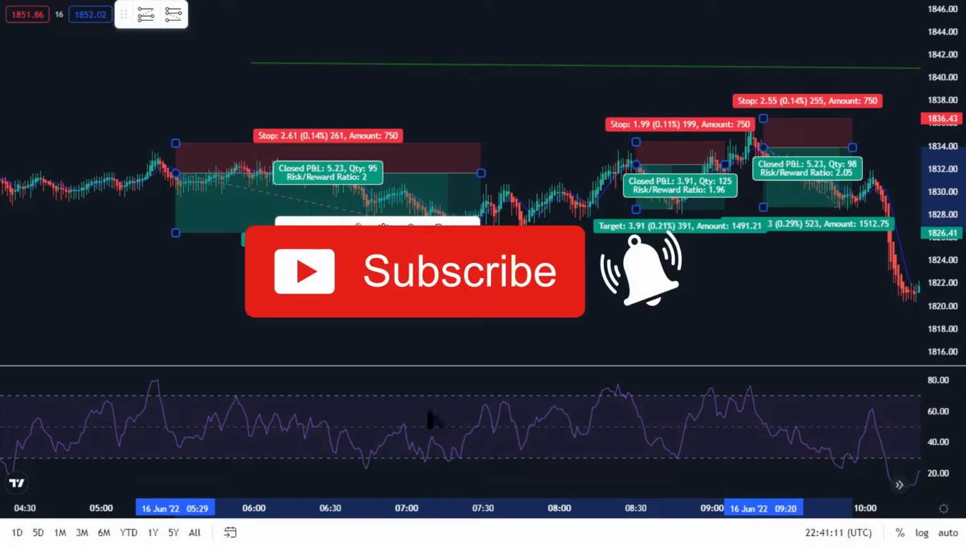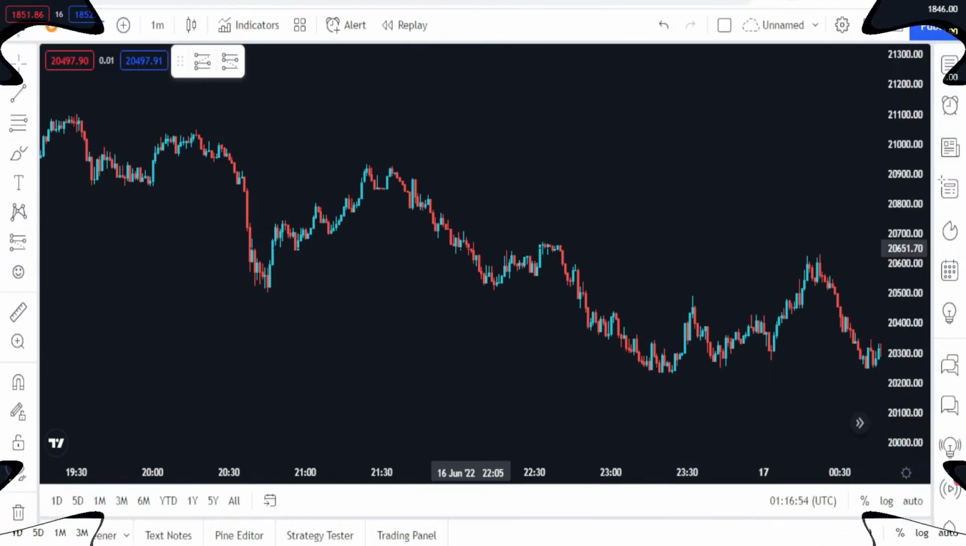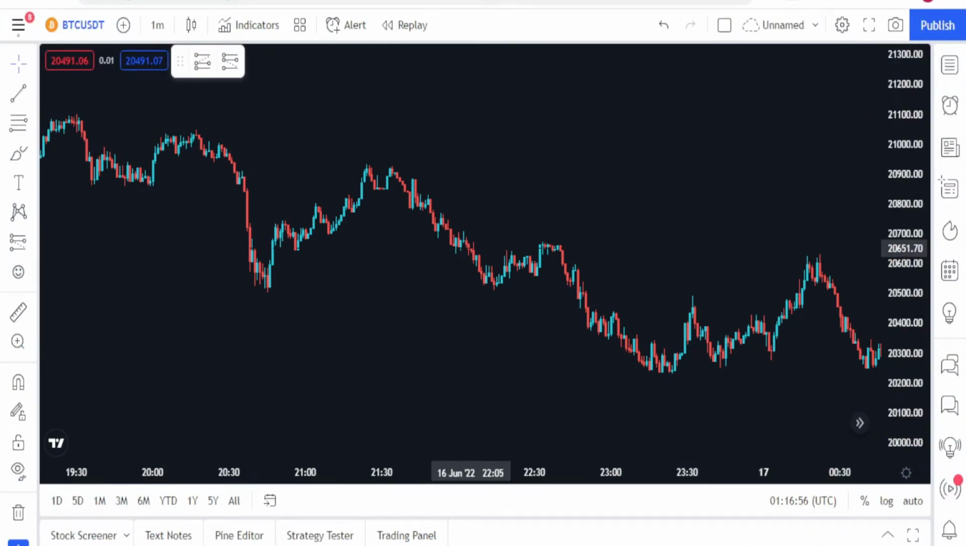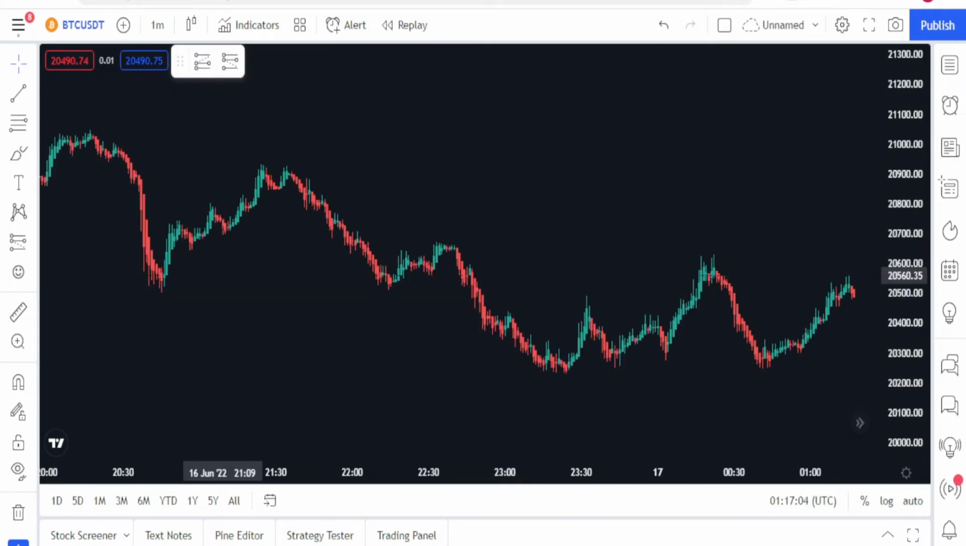Before we dive into more details, we recommend that you watch the entire video, as understanding all the parts is vital for the success of this strategy. So without further ado, let's jump right into it. In this strategy, we will use two indicators, the moving average and the relative strength index. But first, let's change our chart from the candle to the Heikin-Ashi chart.